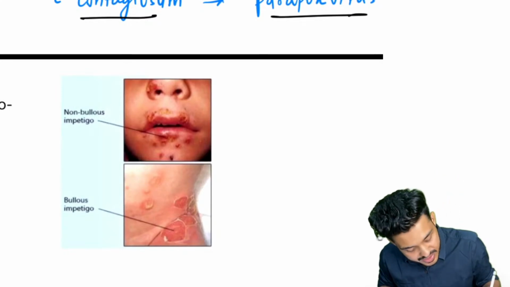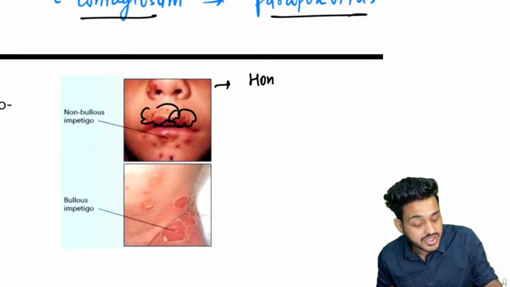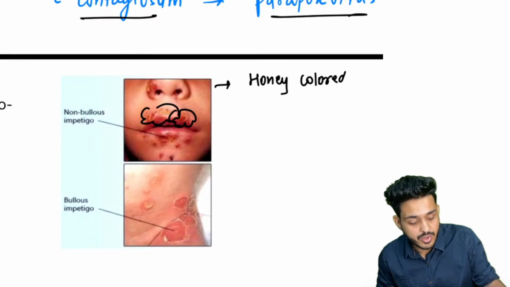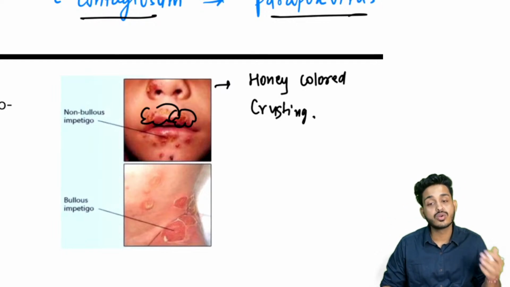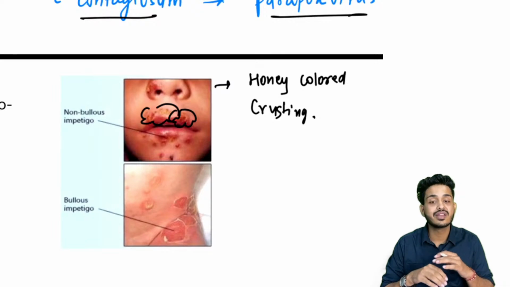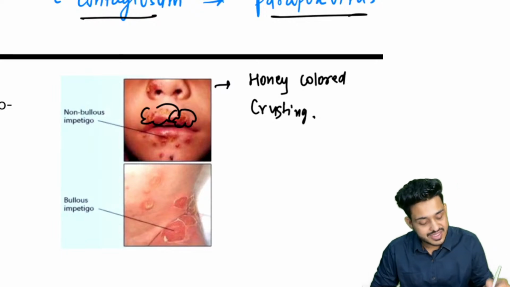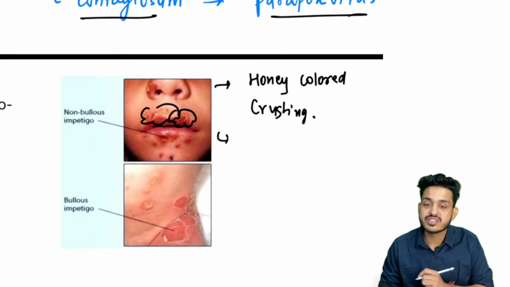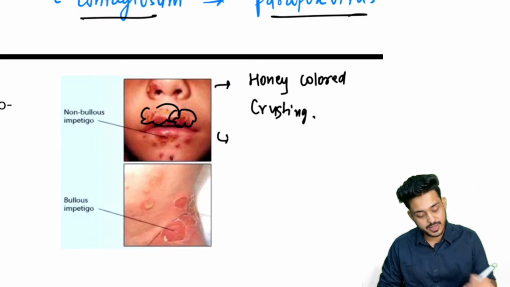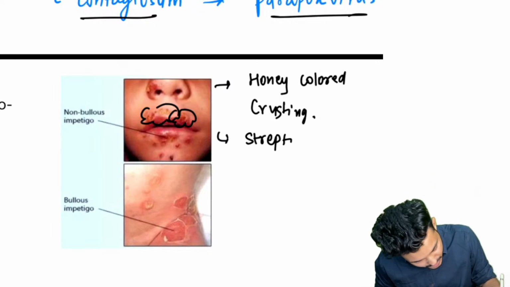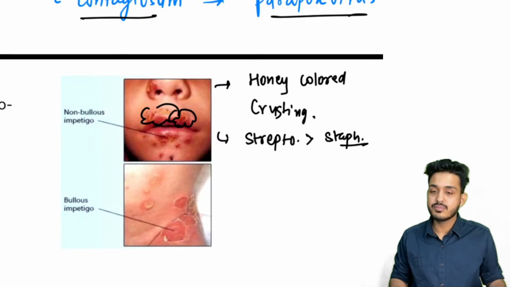In non-bullous impetigo you will find this very important thing, your honey colored crusting. Honey colored crusting, very important. It is seen in non-bullous impetigo. Non-bullous means there will be no bulla, that is, no fluid filled lesion, right? The causative agent for non-bullous impetigo would be staph or strepto. Yes, it can be due to both, but strepto is the most common cause. Streptococcus followed by Staph aureus.